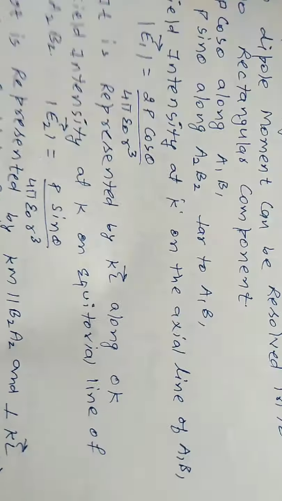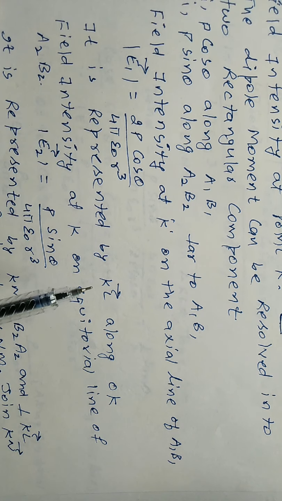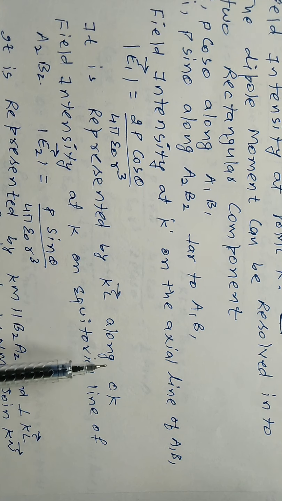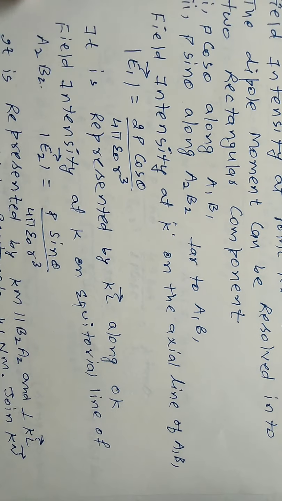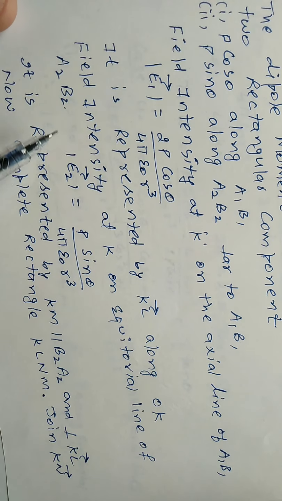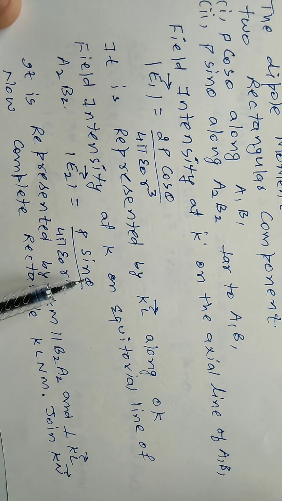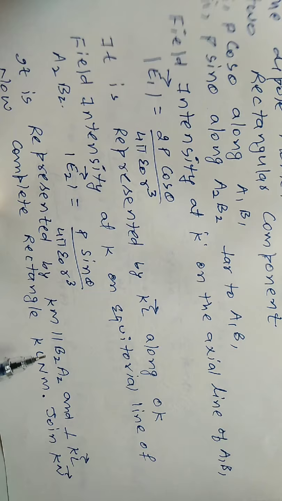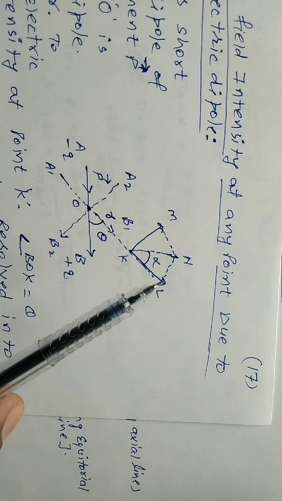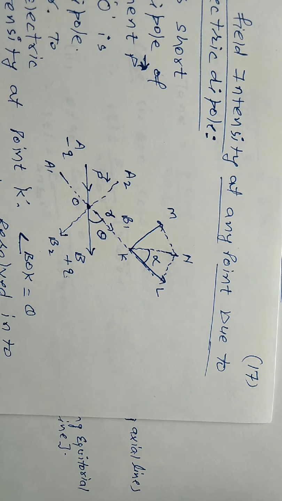Therefore we can write electric field intensity E1, represented by KL along OK. The electric field intensity at point K on the equatorial line along A2 B2 is E2. This is P sin theta upon 4 pi epsilon 0 r cube, and here it is represented by KM, which is parallel to A2 B2.